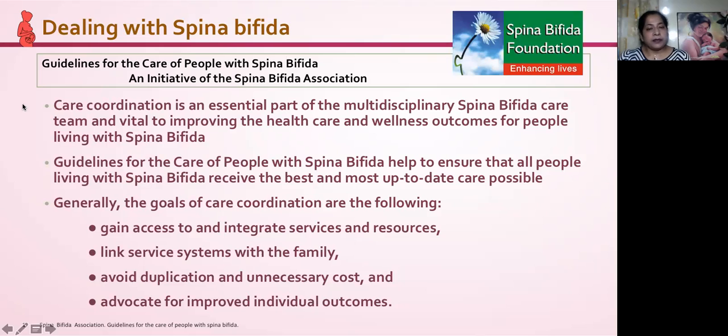Guidelines for the care of people with spina bifida is an initiative of the Spina Bifida Association. Care coordination is an essential part of the multidisciplinary spina bifida care team and vital to improving health care and wellness outcomes for people living with spina bifida. These guidelines help to ensure that all people living with spina bifida receive the best and most up-to-date care possible.